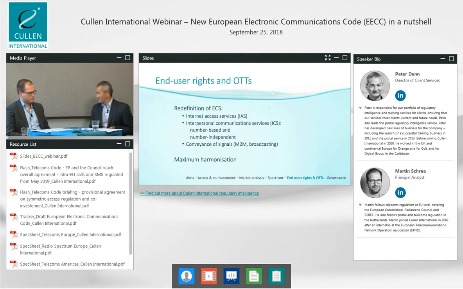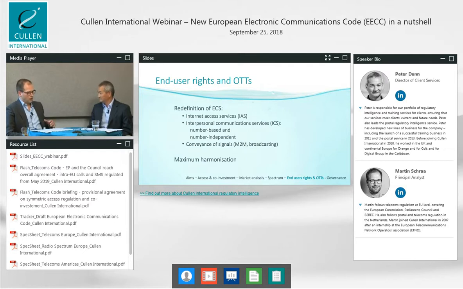And in fact, these provisions on contract information apply to not just IAS operators, but also ICS number-based and number-independent as well. There must also be some specific information that's highlighted that must be provided now, including on quality of service aspects of internet access services, obviously only applying to internet access service providers. There are conditions on providing information about the fees for early contract termination and unlocking terminal equipment, and also what are the compensation levels if certain quality of service targets are not achieved.